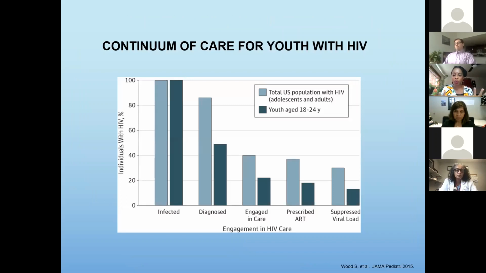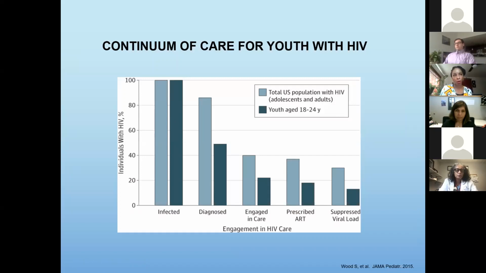So I always point people to the continuum of care for youth with HIV. This is a concept that was first publicized by Ed Gardner in the mid 2010s, talking about the step down from those who are diagnosed with HIV to those who are engaged in care, prescribed ART, and then suppressed viral load. And initially, in the turquoise color, the adult cascade came out.